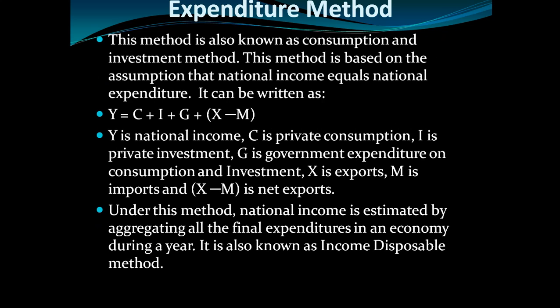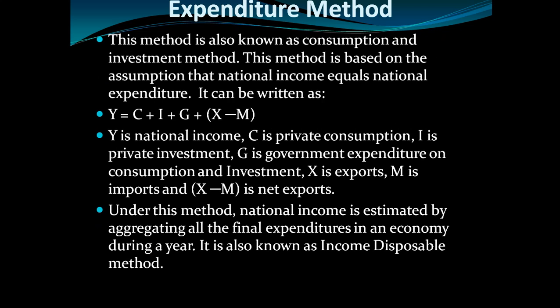Finally, the expenditure method. This is also known as the consumption and investment method. It is based on the assumption that national income equals national expenditure, which equals C plus I plus G plus X minus M. Y is the national income, C is the private consumption, I is the private investment, G is government expenditure on consumption and investment, X is exports, M is imports, and X minus M is net export.